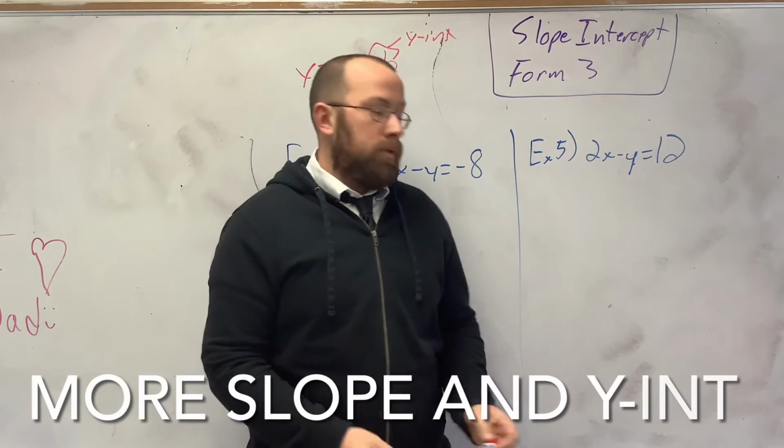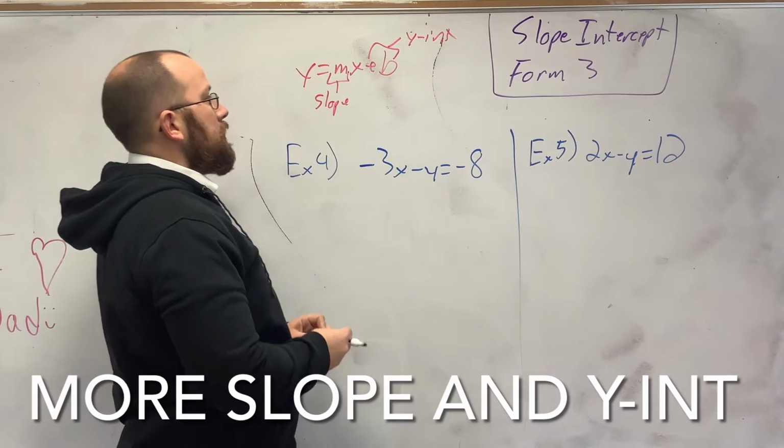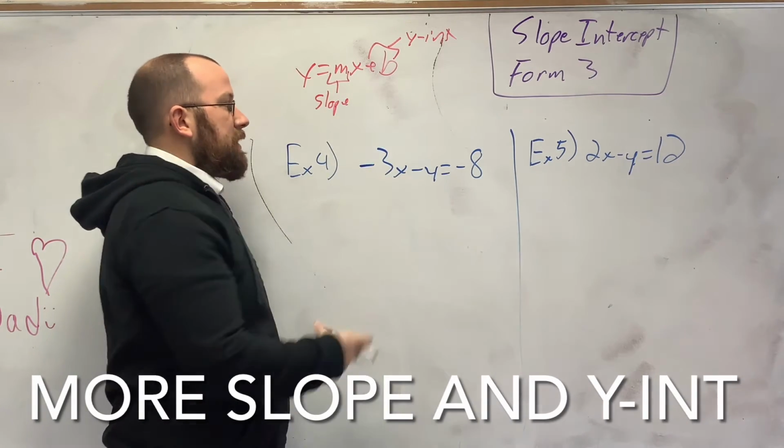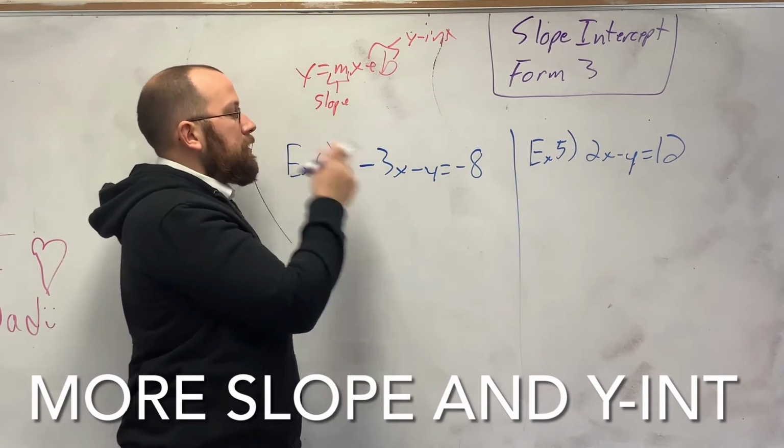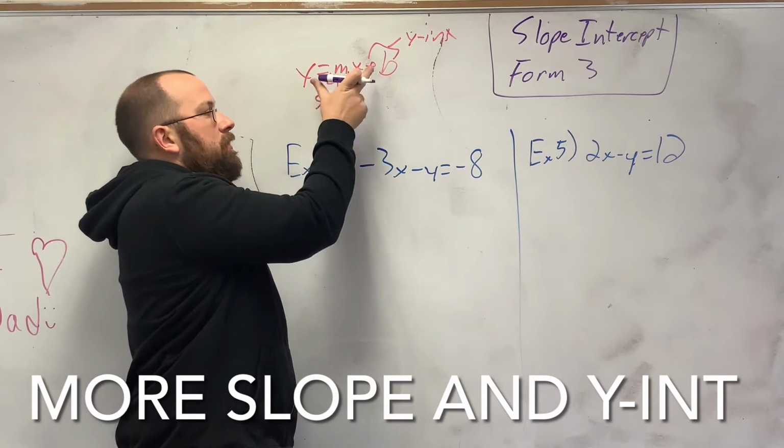All right, here's examples 4 and 5. They're just like the other ones, except you have to solve first to get it in this form. You cannot graph this. It has to be in this form. You cannot find the slope. -3 is not the slope here. You have to put it in this form.